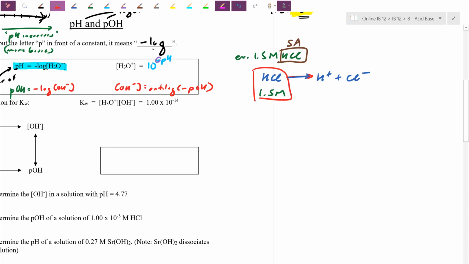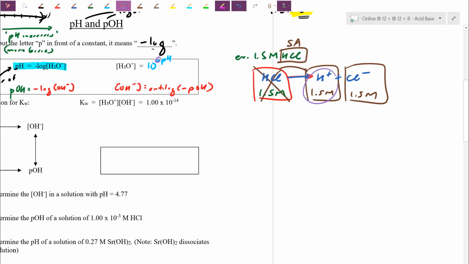The 1.5 molar HCl is going to completely be gone, forming 1.5 molar of H plus and 1.5 molar of Cl minus. Now, Cl minus is just going to be a spectator. I'm not going to worry too much about it. In this case, I've now been able to calculate, okay, here's the 1.5 molar concentration for the H plus.